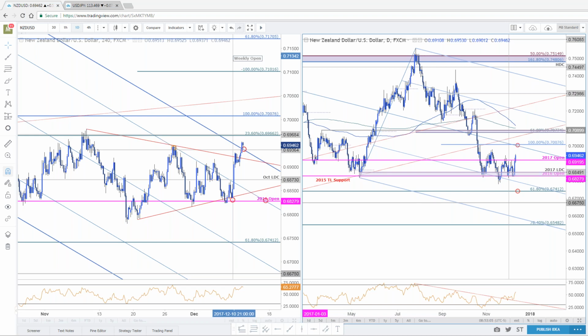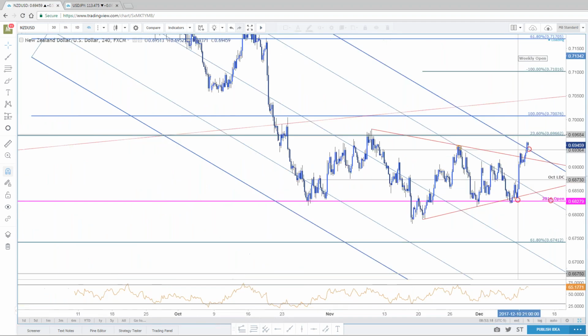Yeah, and you're pretty spent on Kiwi data this week as well, actually. So really look for the dollar to drive price action here. All right. Moving right along. Kiwi dollar, it's going once, going twice.